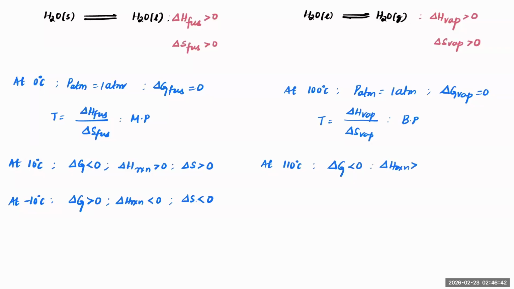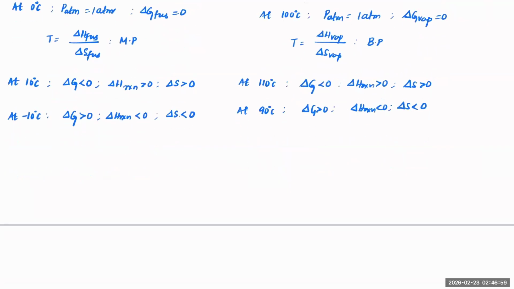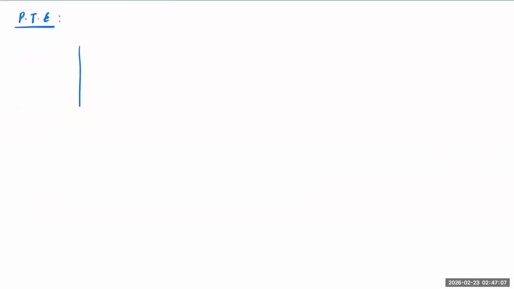Delta H of the reaction will be greater than 0. Delta S of the reaction will be greater than 0. But at 90 degrees Celsius, now the reaction will be more in the backward direction and delta H of reaction will be less than 0 and delta S of the reaction will be less than 0. Now notice we can always apply something called pressure temperature equilibrium. Correct? How is that going to look?